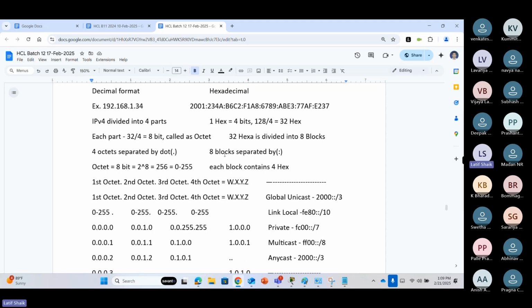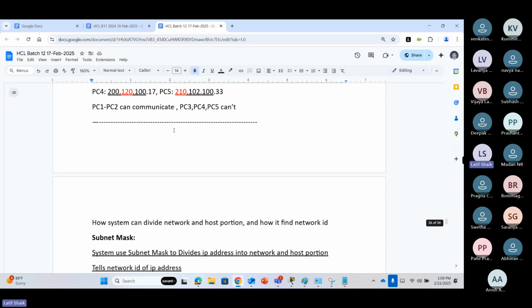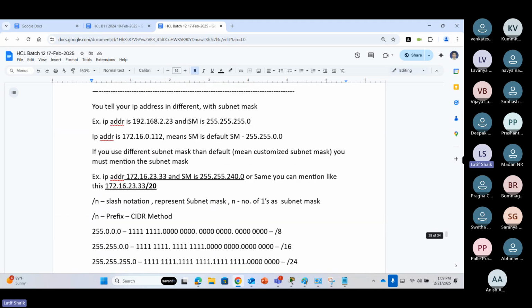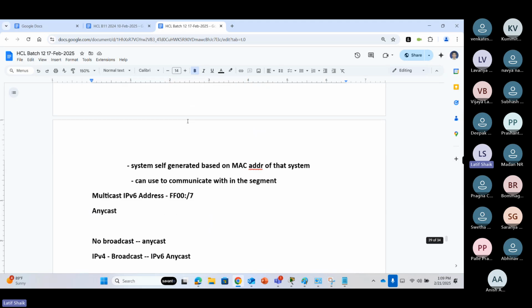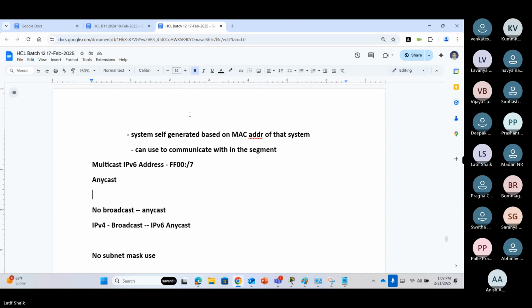Okay. And in IPv4, the total range is divided into classes. In IPv6, the entire range is not divided into classes. There are specific ranges for specific purposes, like global unicast, link local, private, multicast, and anycast. In IPv4, we use a subnet mask, and in IPv6, we don't use a subnet mask, we use a prefix to represent network and host portions. Okay.